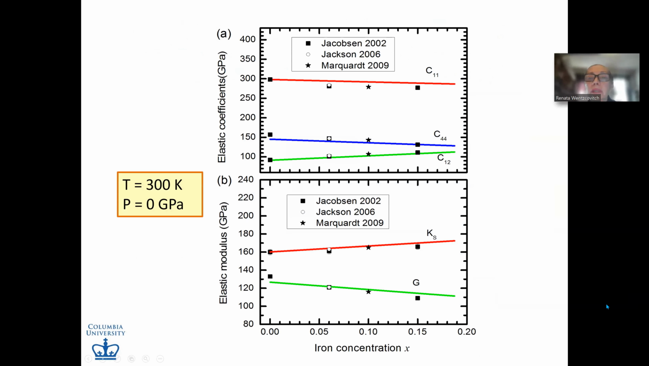So at ambient conditions, these are the elastic coefficients of ferropericlase as a function of concentration, experiments and calculations. As you can see, at 300 Kelvin, 0 GPa, we are doing very, very well. This is LDA plus U. LDA gives the best structural properties for oxides and silicates, like these ones that I'm studying. Not metals, but these oxides, yes. And LDA plus U also gives the best structural properties and elastic coefficients.